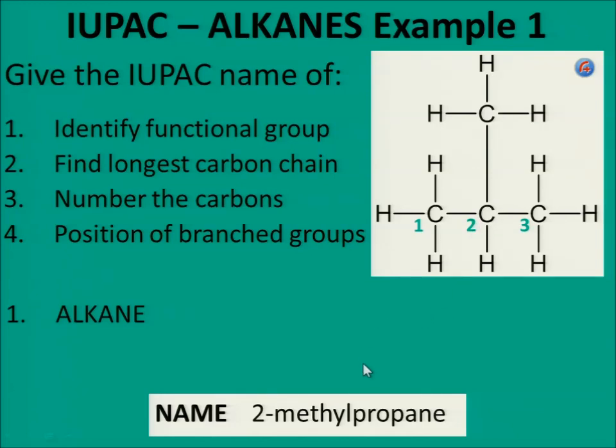So now the name would be 2-methylpropane. Methyl because there's only 1 carbon in the branch, and 2 because it is bonded to carbon 2. Propane because there are 1, 2, 3 carbons in the chain, and it is an alkane.